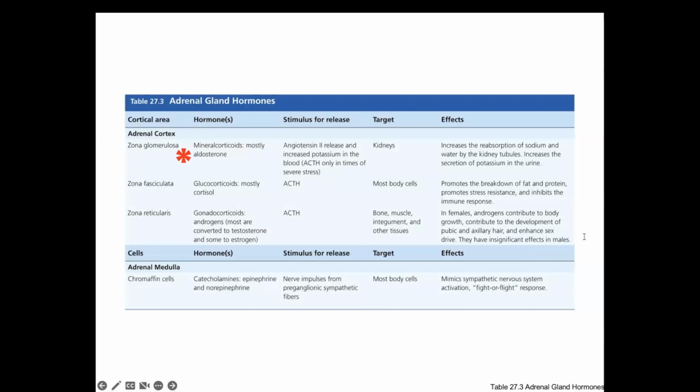The last zone of the adrenal cortex is the zona reticularis, and is responsible for secreting gonadocorticoids, the main ones being androgens, the precursor to our sex hormones, testosterone and estrogen.